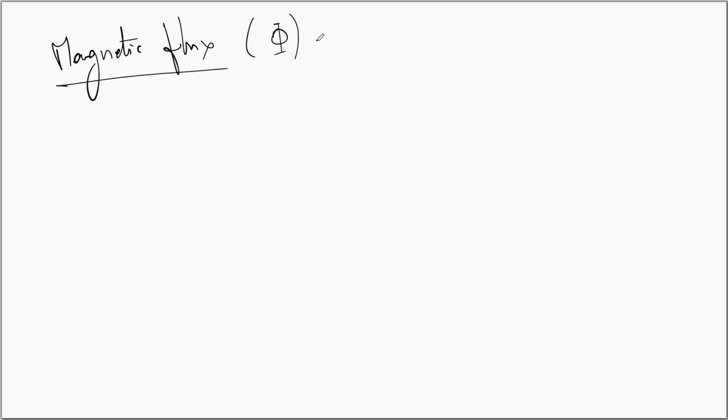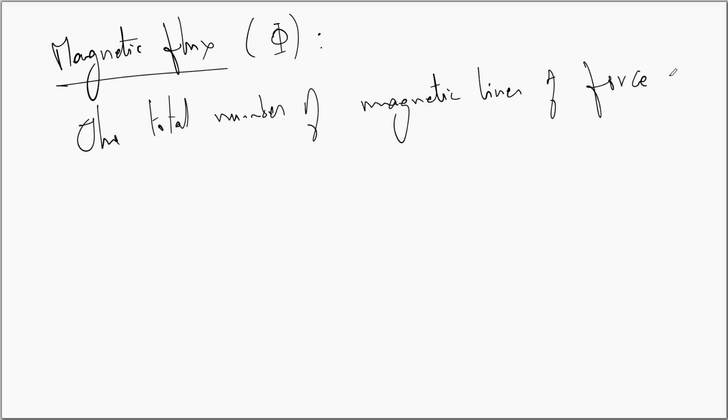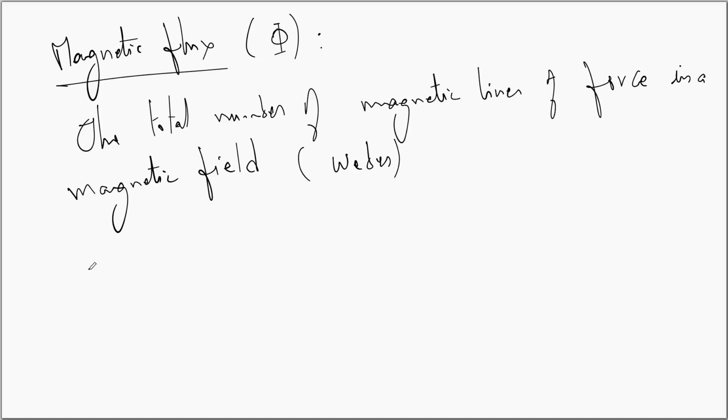Magnetic flux, phi. The magnetic flux is represented with a phi. It is defined as the total number of magnetic lines of force in a magnetic field. The units are Weber.